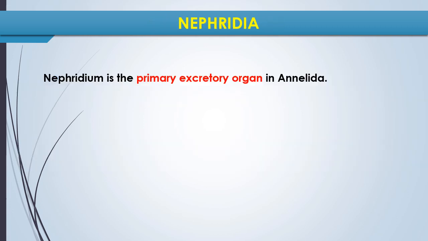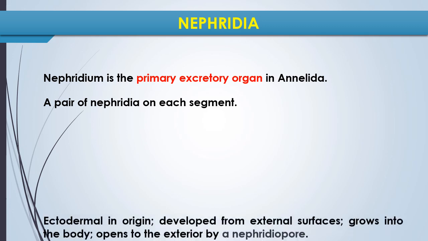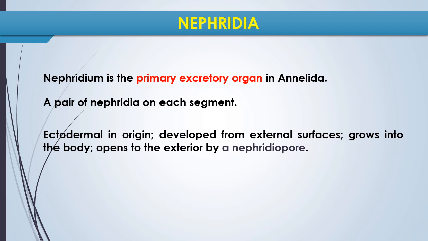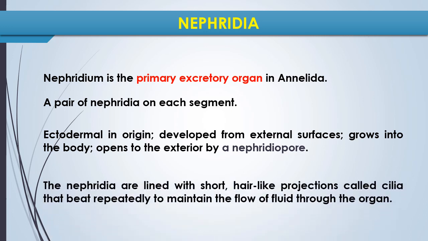The nephridia. The ectodermally derived nephridia are the primary excretory organs of Annelida. These are segmental organs arranged in pairs. A pair of nephridia is present on each segment. They are ectodermal in origin. They develop from external surfaces, grow into the body, and open to the exterior by a nephridiopore. A typical nephridium consists of a nephrostome, a long tubule or nephridioduct, and a bladder with a nephridiopore.